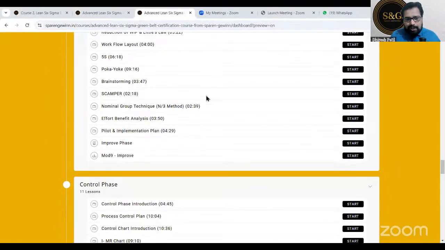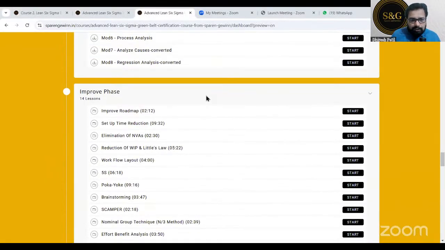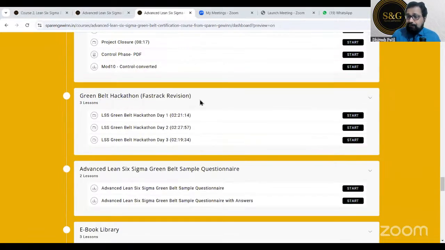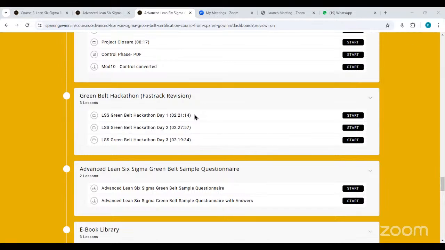So one thing you can do once you go through this, and it is very easy if you have started again. This is the green belt. After the control phase, you can see here the green belt hackathon fast track revision. The latest hackathon that happened, its recording of 3 days is given here. You can go through that, or you can join our live hackathon which is going to happen in the January 1st or 2nd week. You'll get to know about it. So once you do that, then you can attempt the examination.